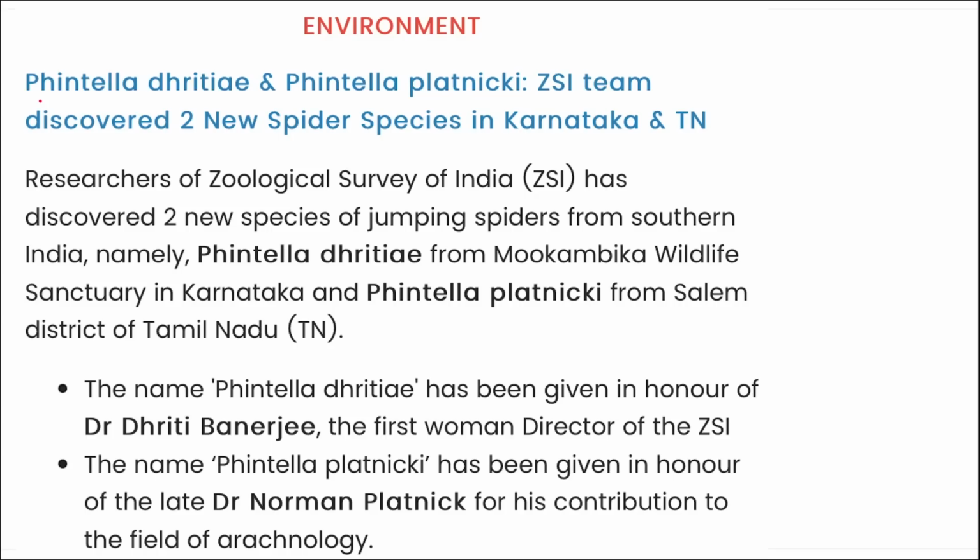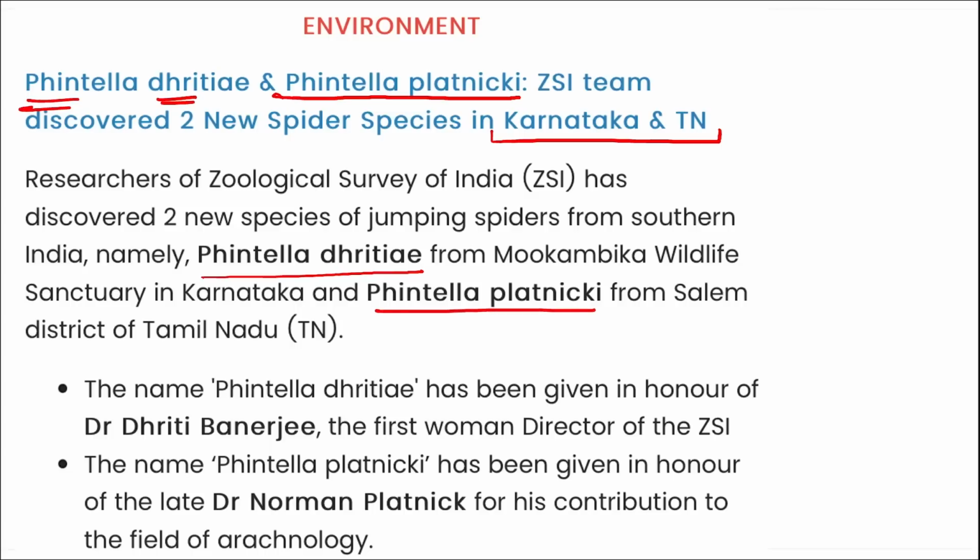Next, here you can see Fintella dritei and Fintella plantiniki. These are the names of the two new spider species that have been discovered in Karnataka and Tamil Nadu. I repeat, Fintella dritei and Fintella plantiniki. These are the two new species of spiders that were discovered by ZSI researchers in Karnataka and Tamil Nadu. So remember the names of the states here.